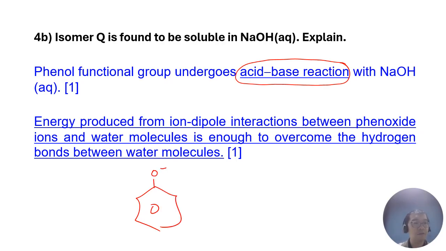And for A levels, when they ask a solubility question, you must answer it in terms of energy compensation. So you must answer that the energy released when the phenoxide anion interacts with the polar water molecules via ion-dipole interactions is more than enough to compensate the energy that is required to overcome the hydrogen bonds between the water molecules. Okay, so that will give you your 2 marks.